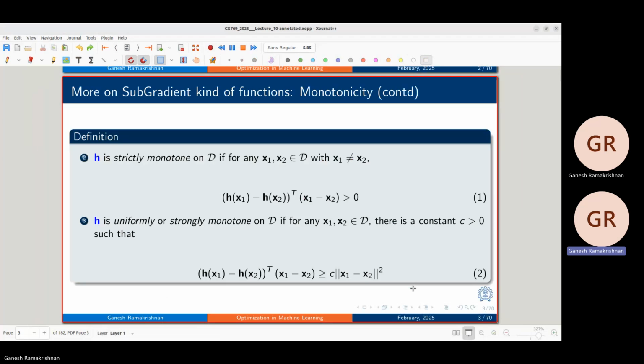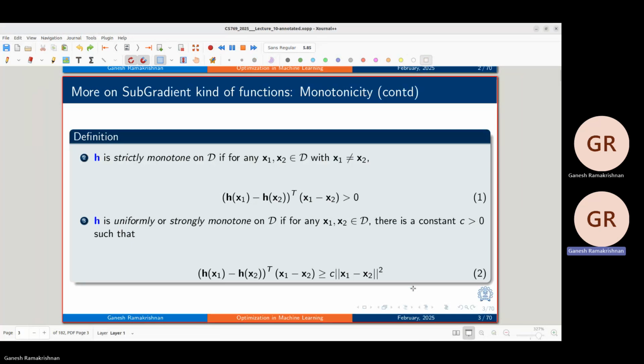So I had left some homework problem for you guys, right? And the homework was really understanding the first order conditions for convexity, but characterized differently. It is, in this case, the rate of change of the gradient or subgradient, right?